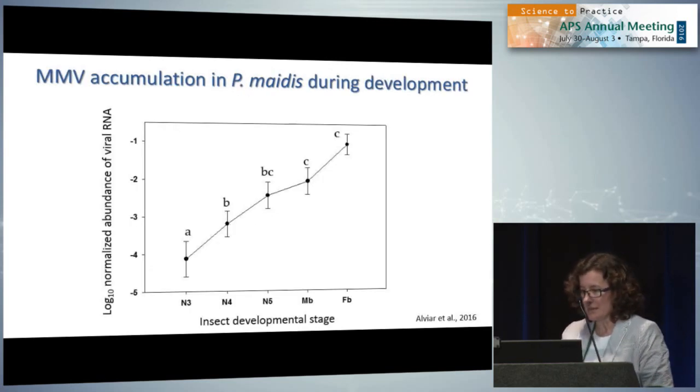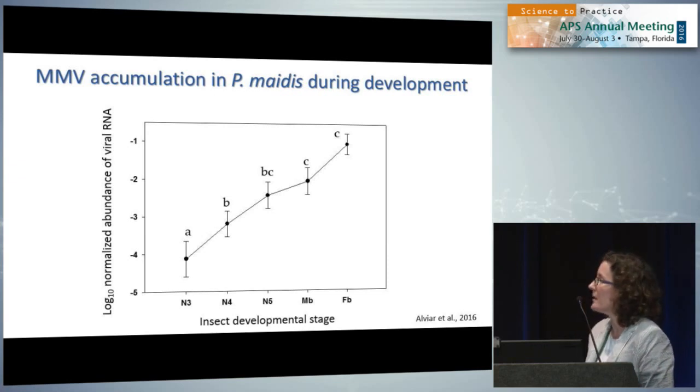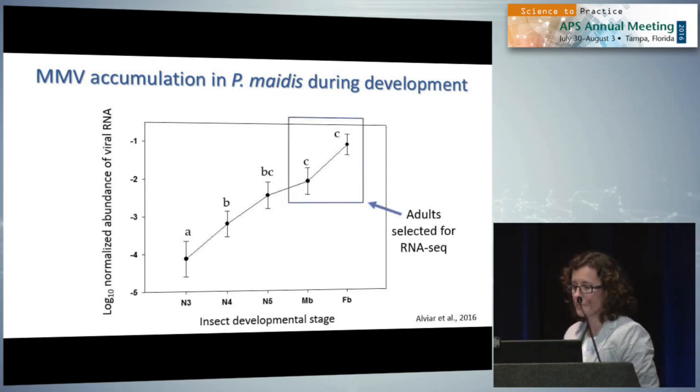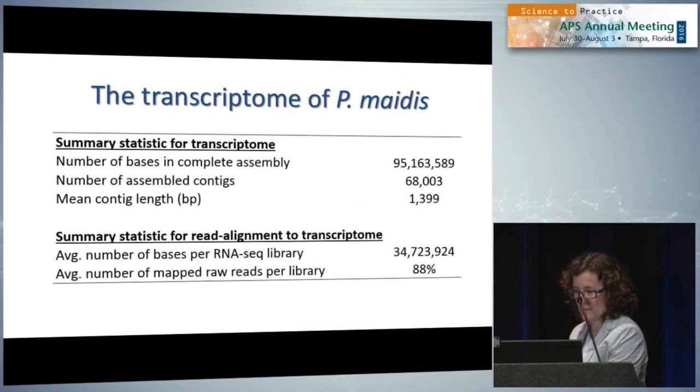So I just want to point out that we actually used the early adult stage. This is a bar graph showing the accumulation of virus in Peregrinus maidis over development. So you can see that there's a gradual increase in virus titer over the lifespan of the insect. And so we used the adult stage here, where we had the highest peak titer in the insect vector.